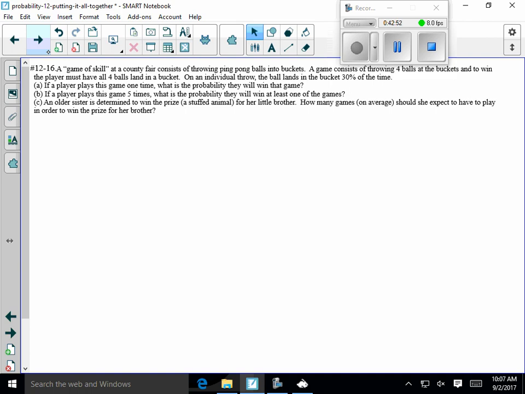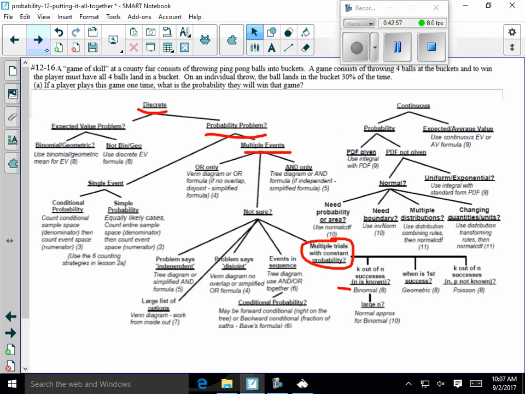All right, the thing I'm focusing on here is that it says the ball lands in the bucket 30% of the time. That means there's a constant probability every time I do a throw. I definitely have a discrete situation here because I'm counting either the number of balls landing in buckets or the number of games that I win. It's a probability problem with multiple events, because I have multiple trials of throwing balls into buckets in order to win a game. And I specifically have multiple trials that have a constant probability of 30% of winning.